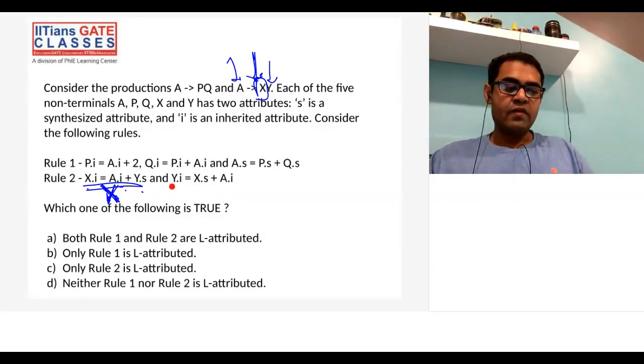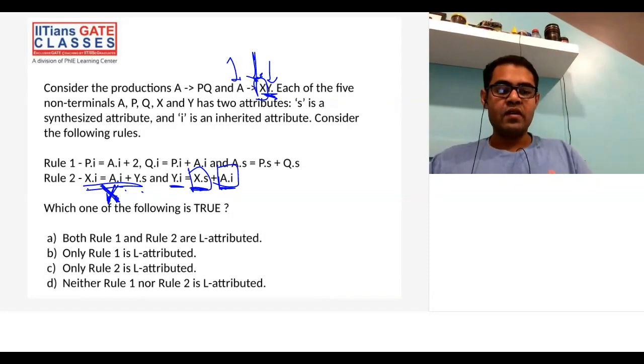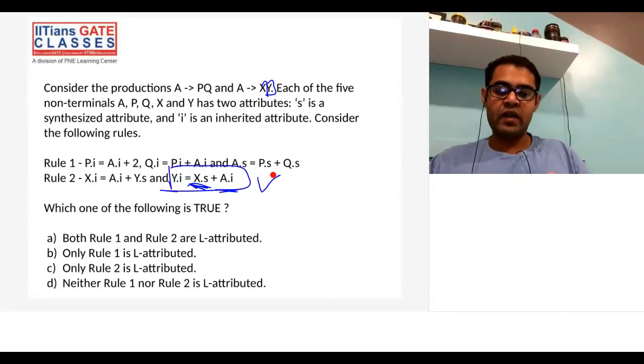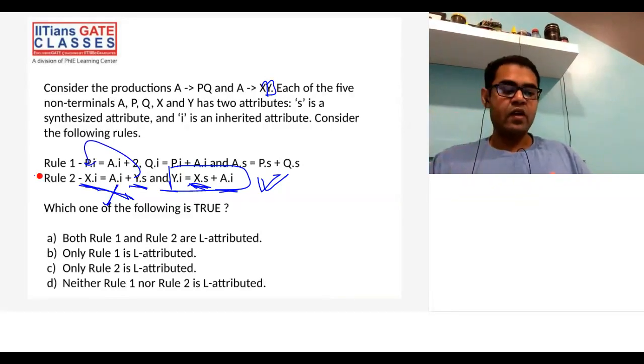Now you see Y dot I is equal to X dot S plus A dot I. This is fine, and A dot I is also fine, because Y is on the right hand side and you are assigning the value of the left sibling as well as the parent. But the earlier statement is wrong because we are assigning Y dot S value to X dot I, which is the right sibling. This is not allowed, so this is why rule 2 is false.